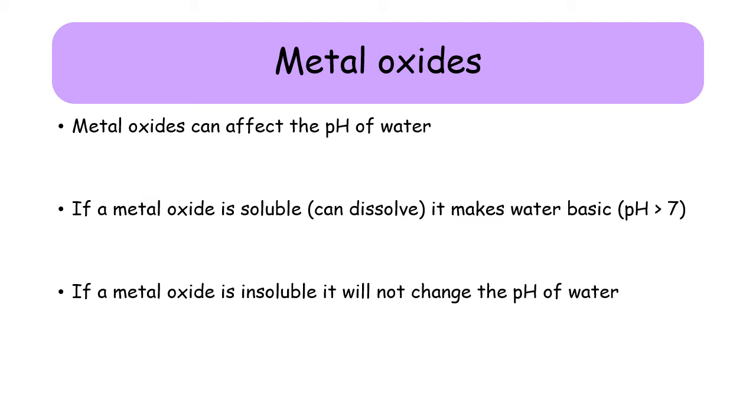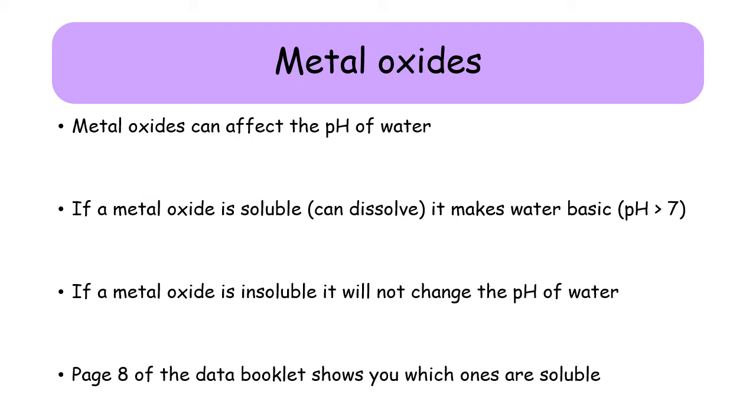So only if a metal oxide dissolves will it change the pH, and it will make the pH go greater than 7. Now you can use page 8 of your data booklet to find out which metal oxides are soluble and which metal oxides are insoluble. And I'll show you how to use that on the next slide.